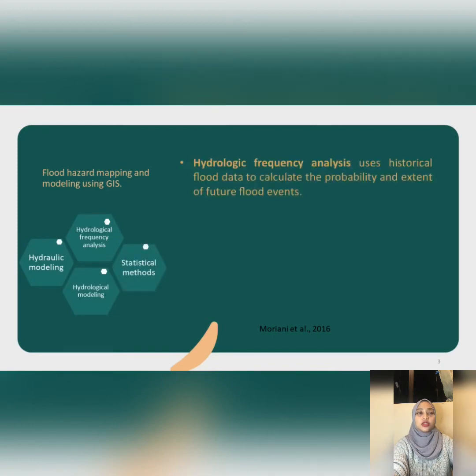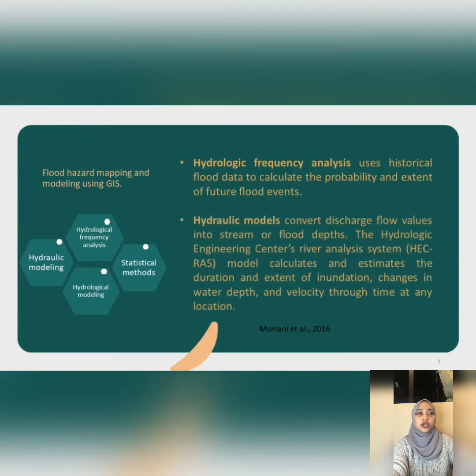The first methodology of flood hazard mapping and modeling using GIS that is presented in this study includes hydrological frequency analysis, hydraulic modeling, hydrological modeling, and statistical methods. Hydrologic frequency analysis uses historical flood data to calculate the probability and extent of future flood events. Hydraulic models convert discharge flow values into stream or flood depth. The Hydrologic Engineering Center's River Analysis System model calculates and estimates the duration and extent of inundation, changes in water depth, and velocity through time at any location.